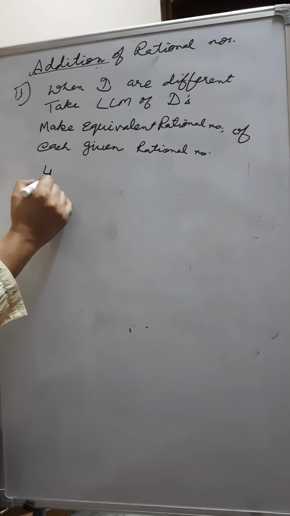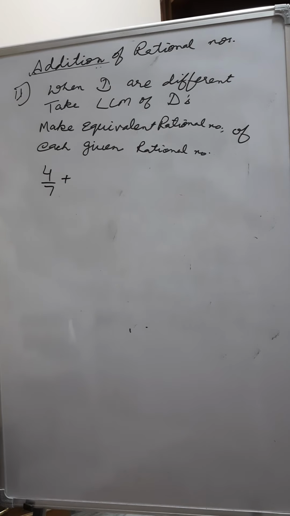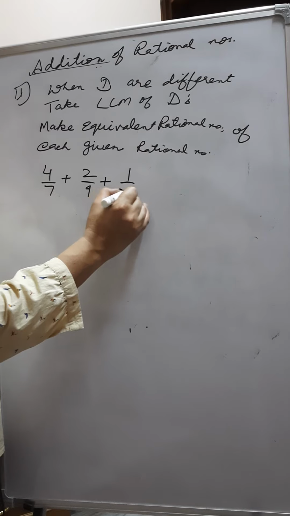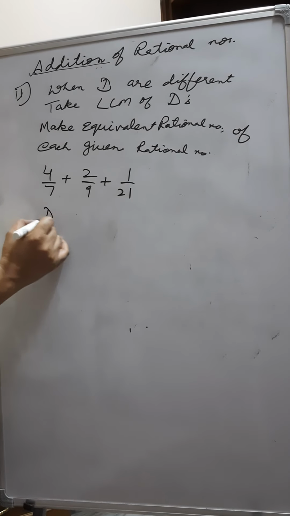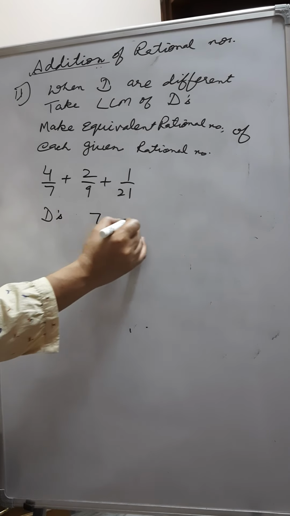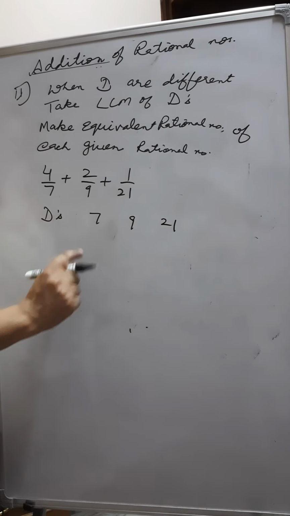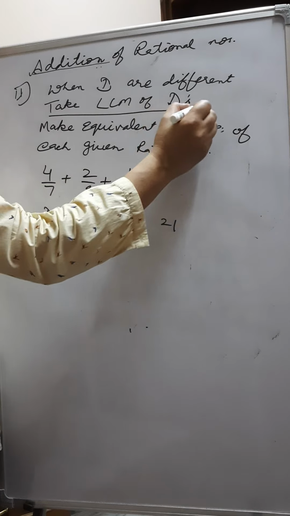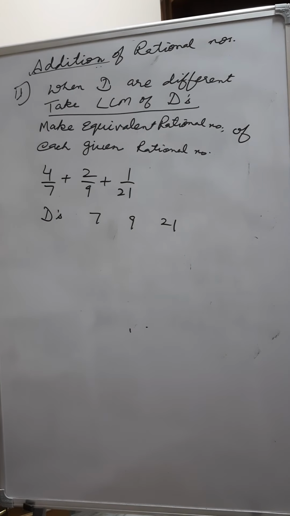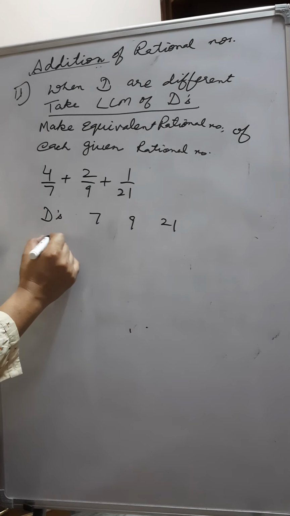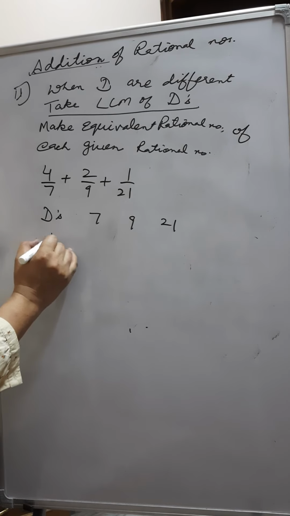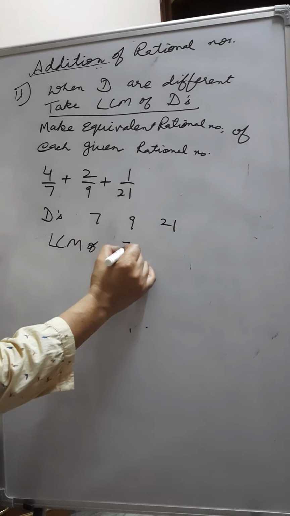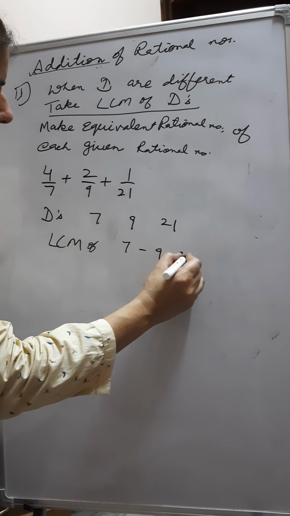The question is 4/7, 2/9, 1/21. What are the denominators? The denominators are 7, 9 and 21. All the denominators are different. So what do you have to do? Take the LCM of the denominators, that is 7, 9 and 21.